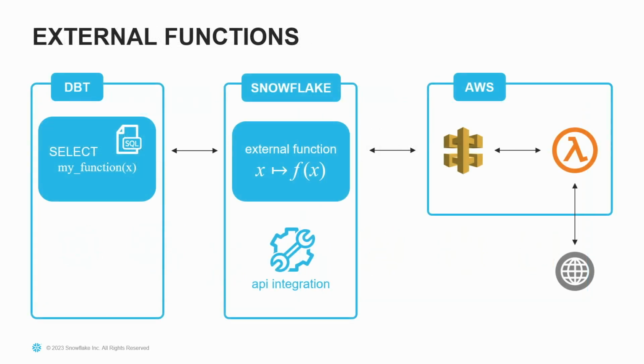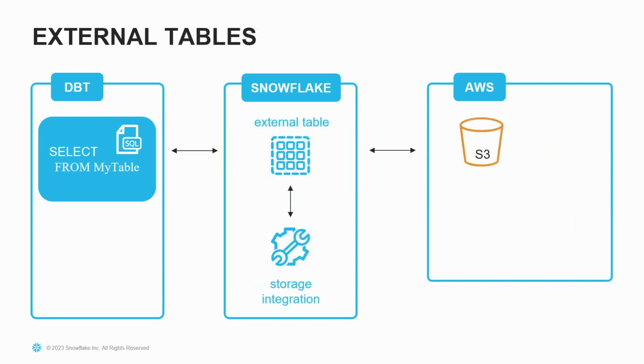So how do external functions work? Well, they work like normal SQL functions, except that Snowflake allows you to call a custom backend service that you've created. So you simply run a select statement and call your function, and the external function will communicate with your backend and process the request. External tables work similarly. They look like normal tables in Snowflake, except they point to an S3 bucket. So you don't have to load your data directly into Snowflake, but it appears there magically.